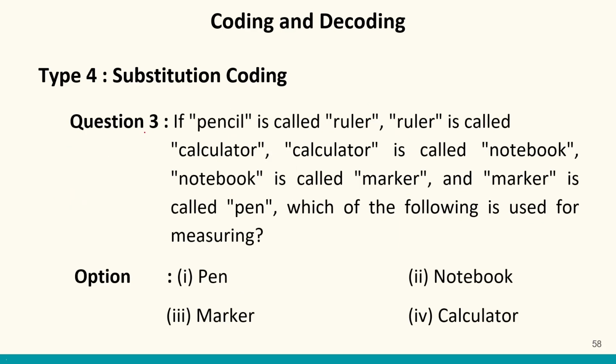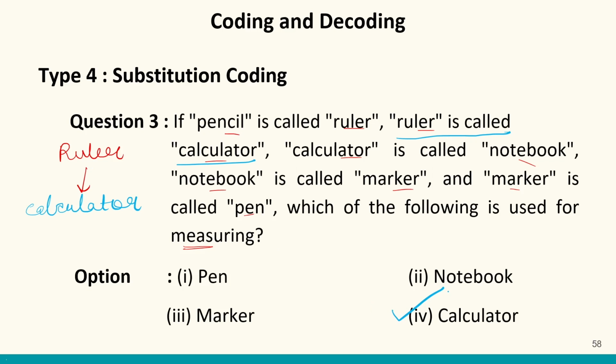Now let us look at question number 3. Pencil is called ruler. Ruler is called calculator. Calculator is called notebook. Notebook is called marker, and marker is called pen. Which of the following is used for measuring? Out of all this, I can use ruler for measuring. But ruler is substituted by the word over here. You can look. Ruler is called calculator. So calculator is the substituted word for the word ruler. Hence my answer will be option number 4, calculator.